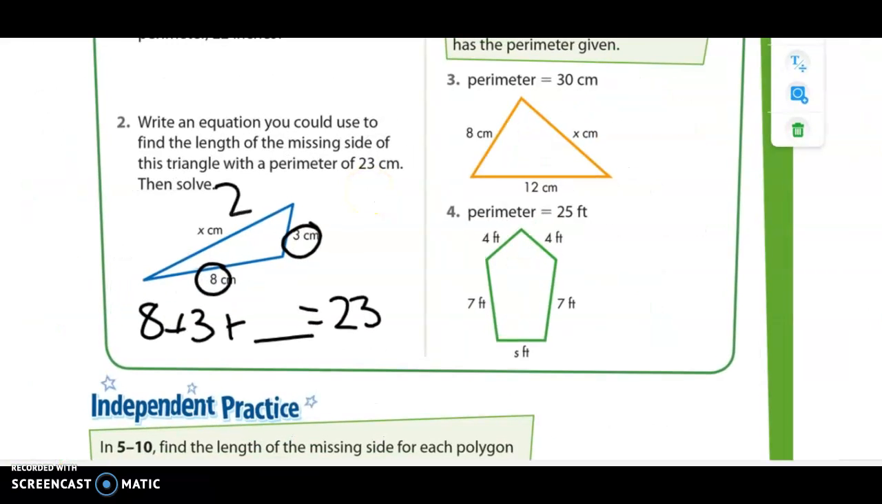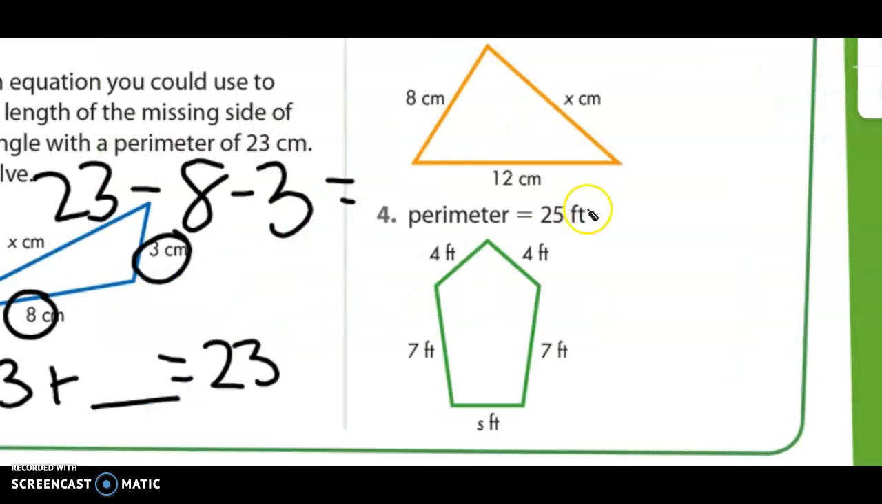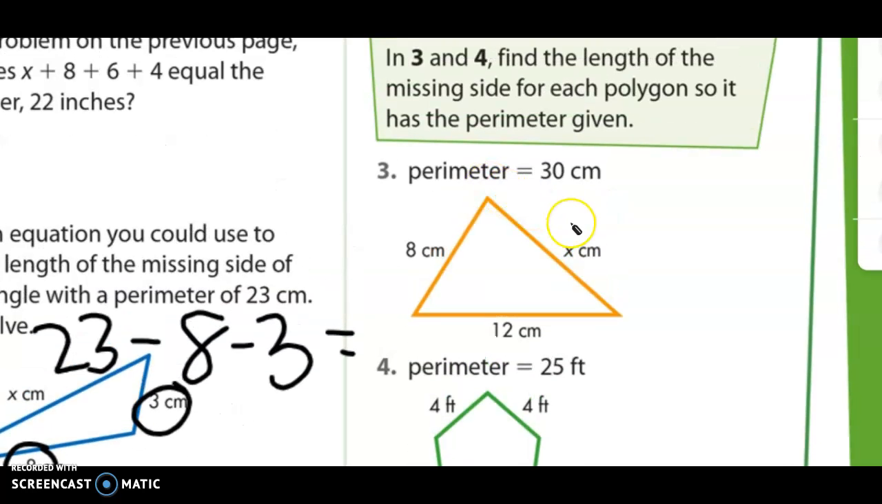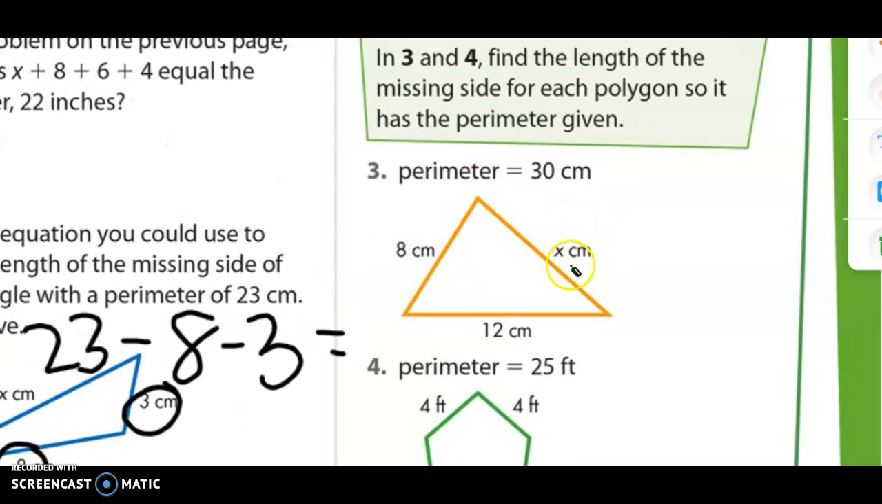Or another appropriate equation, 23 minus 8 minus 3. You've got your total, you're subtracting that 8 that you already know, and that 3 that you already know. Kind of a funky looking one, but remember, it's kind of the same thinking of this one, just thinking of it as subtraction rather than that missing addend addition.